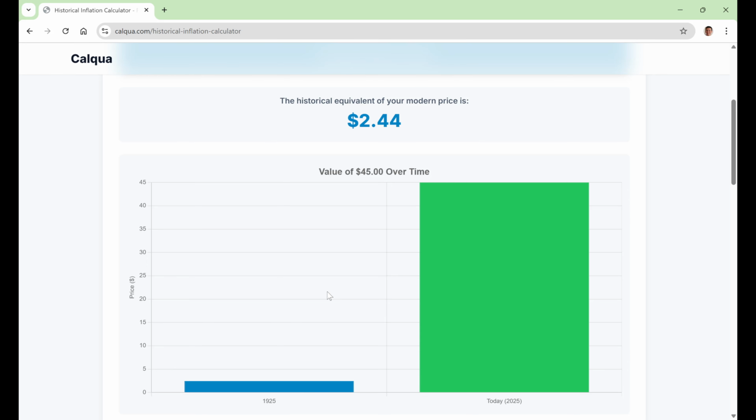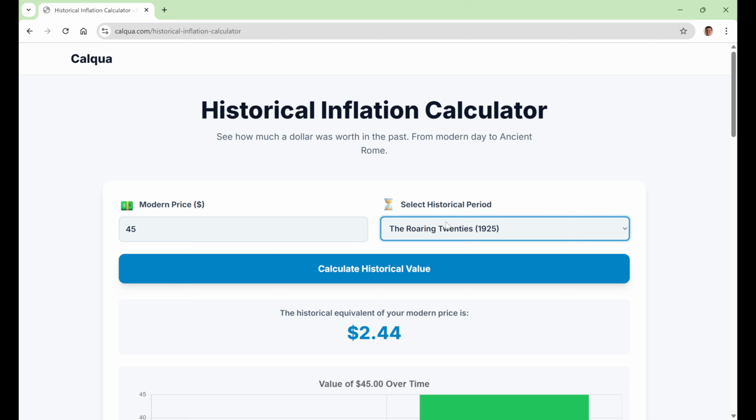Next, we will jump ahead to the year 1935, a time of profound economic struggle during the Great Depression. The global economy had been ravaged by the stock market crash and subsequent downturn, and a period of deflation was in full swing, meaning prices were falling.